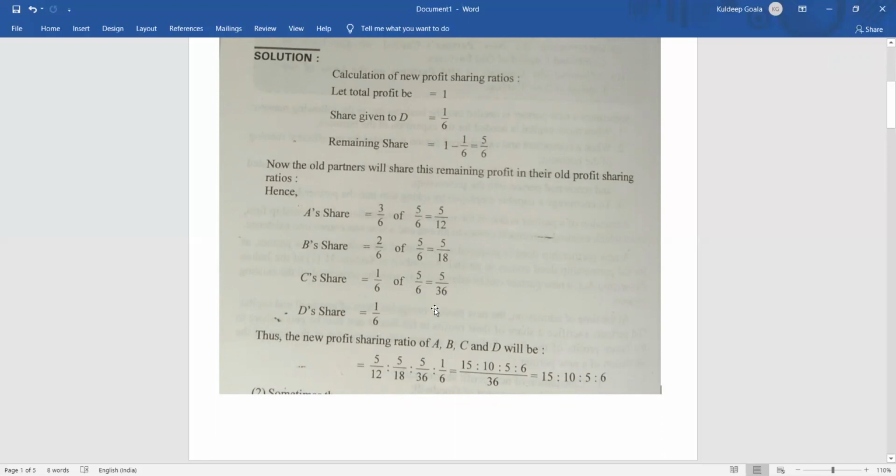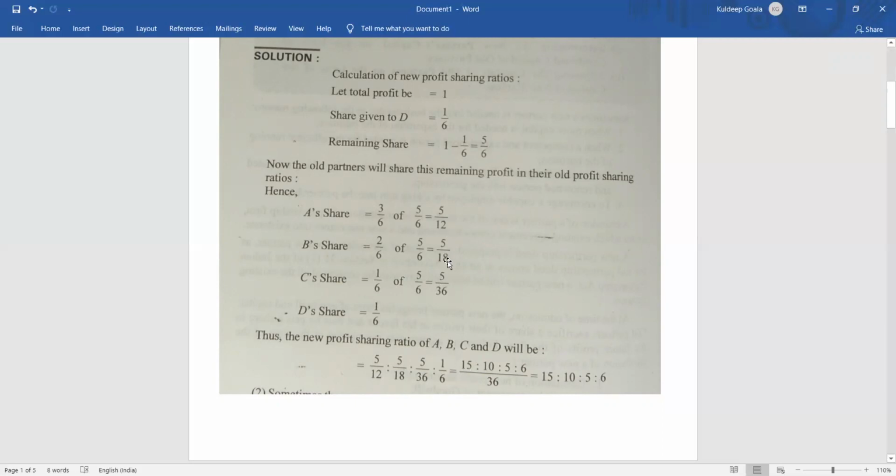So if you want to make it 36, in the first case, that is A's case, how many times is it going? 12 into 3 is 36, right? If the denominator is multiplied by 3, the numerator also will be multiplied by 3. So 5 times 3 is 15. So A will be 15 by 36. So you can see here 15 by 36.